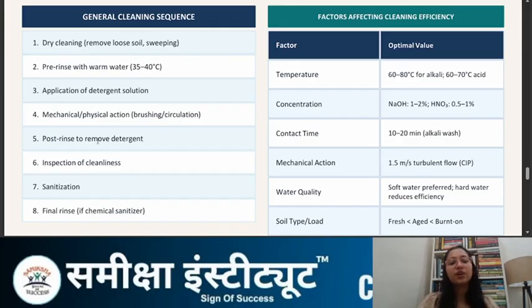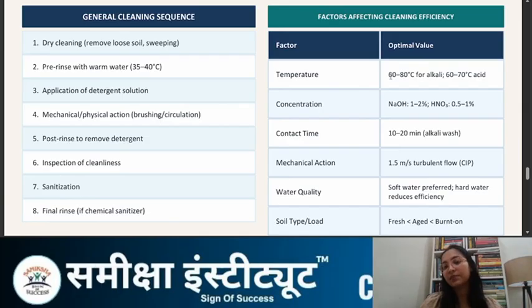Then post rinse to remove the remaining detergent. Then we will go for cleanliness inspection. We will show whether the detergent has been removed, whether it has been able to remove the physical agents, the soil, milk soil, the milk stone, all these should be removed. Then we will go for sanitization and remove the microbial load. And then final through chemical sanitizer. And then we will finally also go for rinsing and remove all these things.